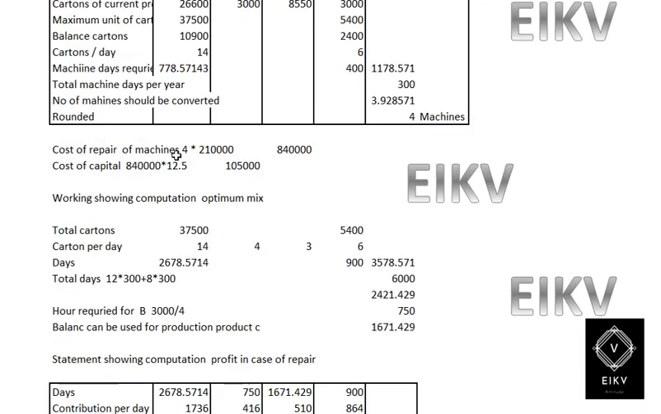Cost of repair of machine. Now I am going to explain how the cost of repair of machine is computed. From the above table we can identify that the number of machines which can be repaired is 4. So the cost of repair shall be 4 machines into 2,10,000. It comes to around 8,40,000. Cost of capital of such machines will be 8,40,000 into 12.5 percent, that is 1,05,000.